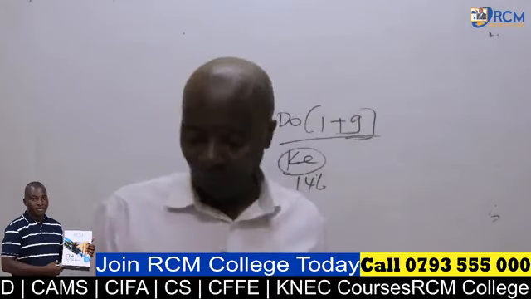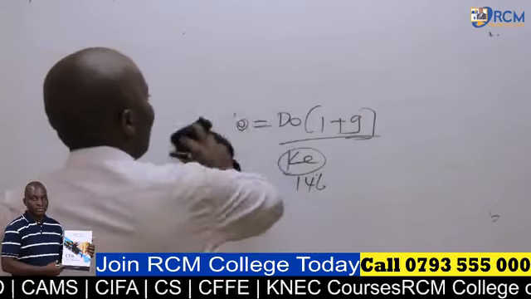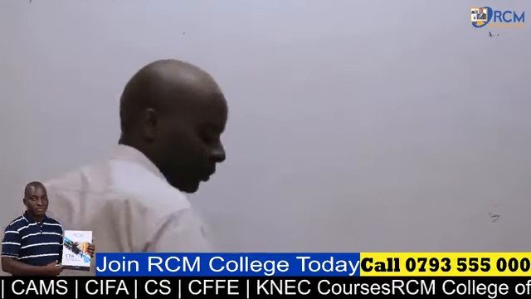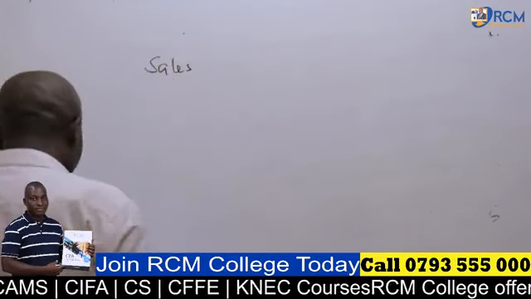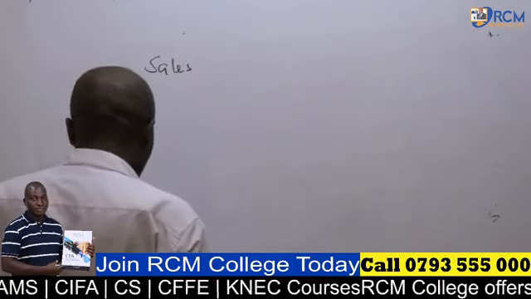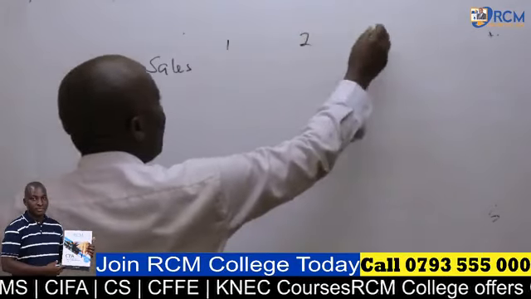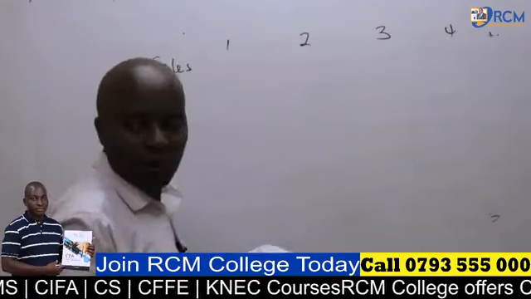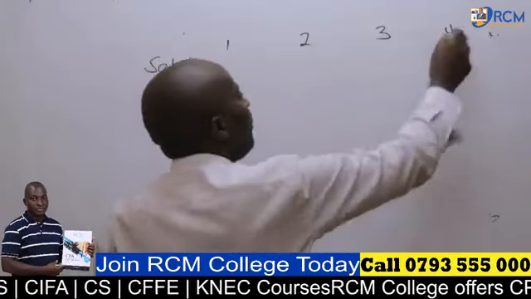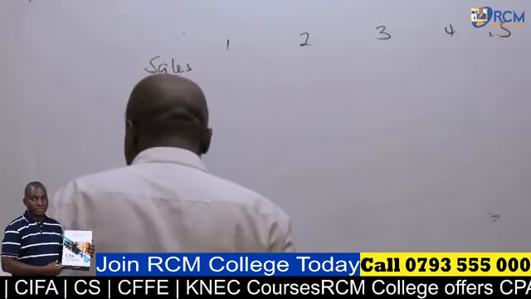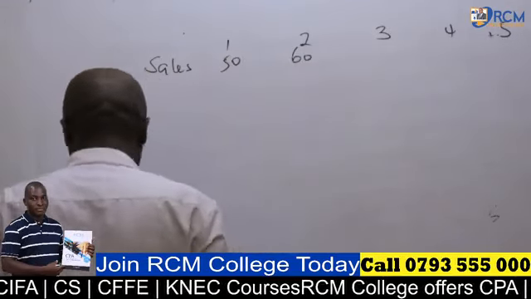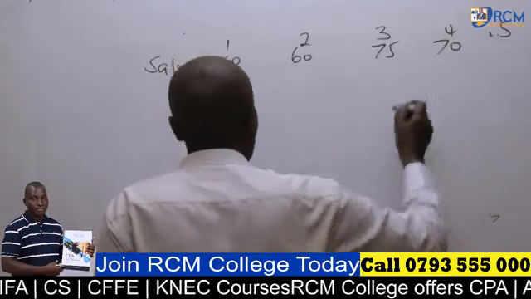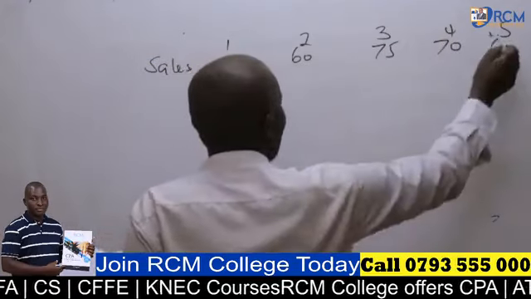Okay, now what do I have here? Very easy question. So I have my sales here. The sales that I have here, we have 1, 2, 3, 4, and then we have the 50 here. So I can see here, we have 50, 60, 75, 70. And then lastly, we have 65.